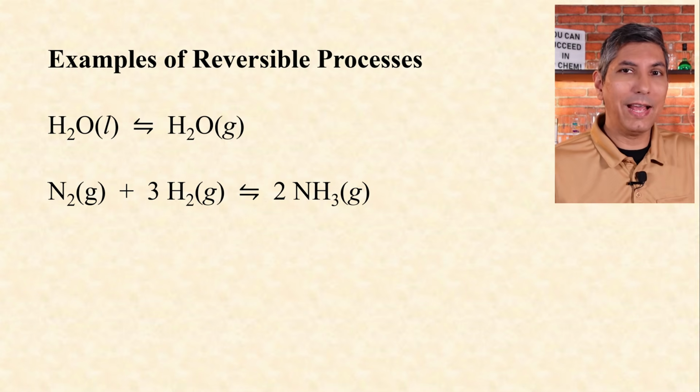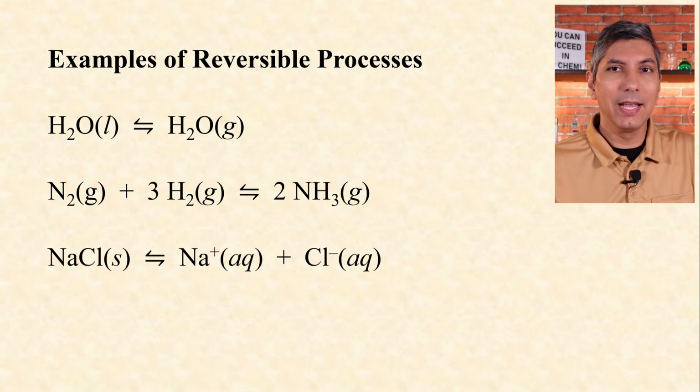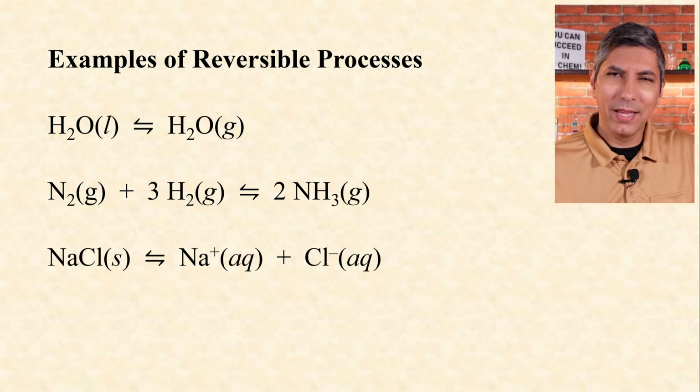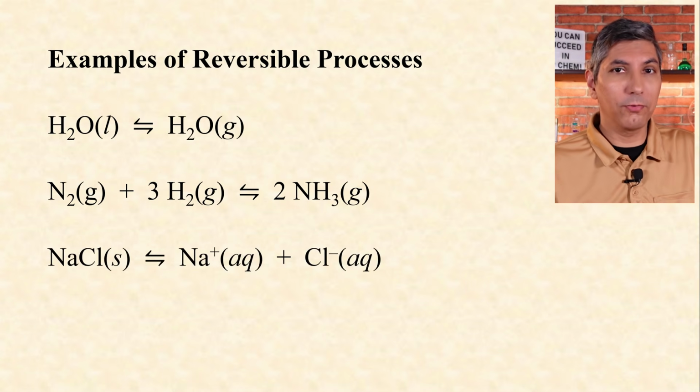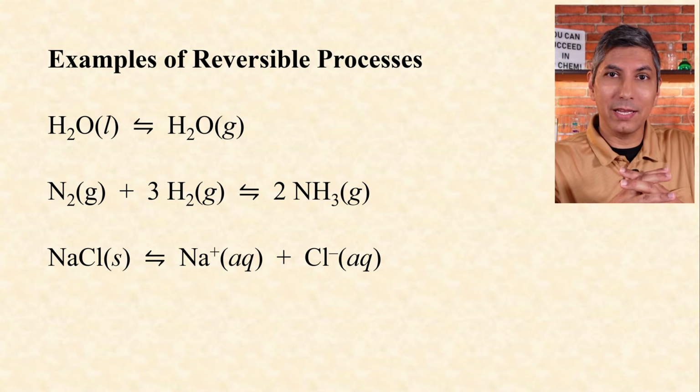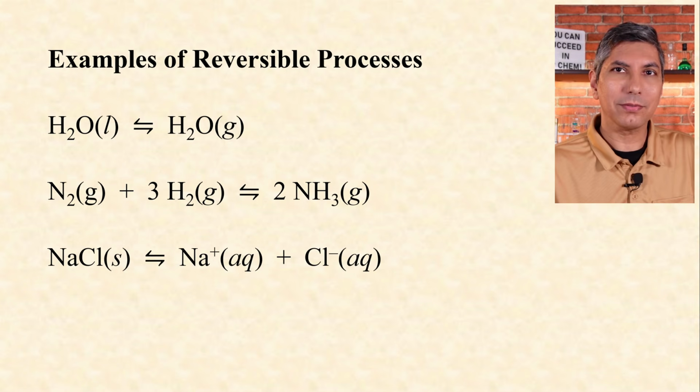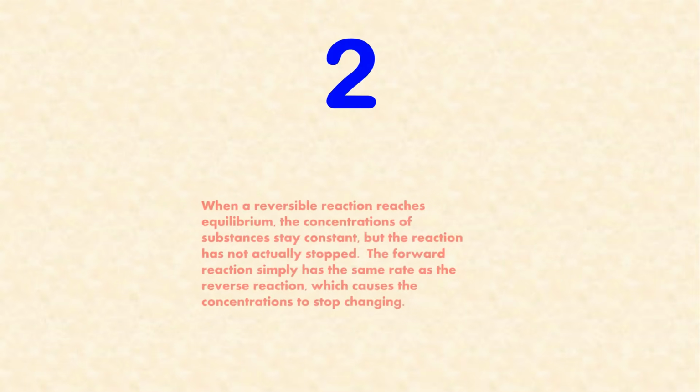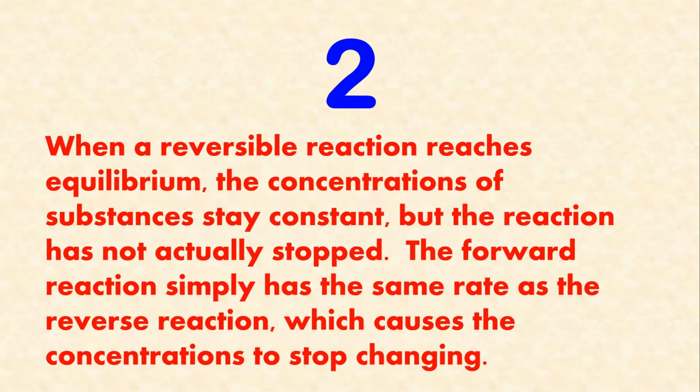We can also think about how sodium chloride solid can dissociate into its ions, and likewise, the process could go in reverse where those ions combine to form a solid crystal. Number 2. When a reversible reaction reaches equilibrium, the concentrations of substances stay constant, but the reaction has not actually stopped. The forward reaction simply has the same rate as the reverse reaction, which causes the concentrations to stop changing.